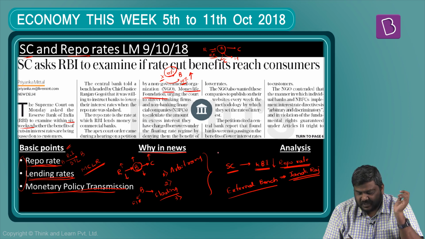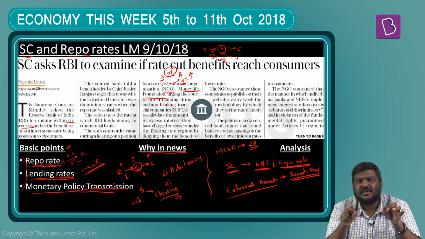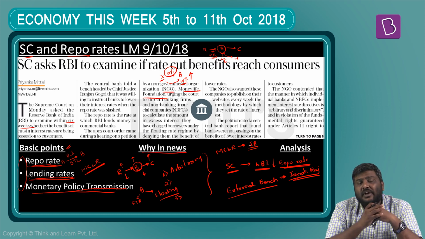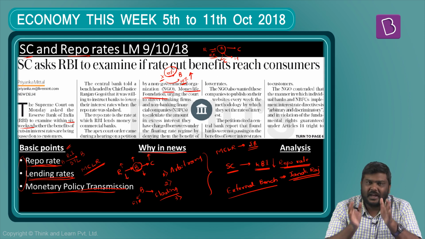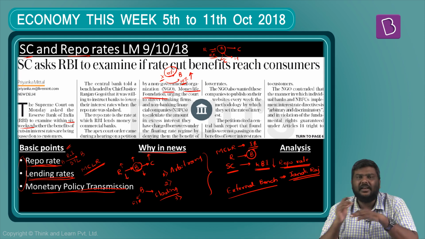The existing lending rate regime, that is MCLR, is referred to as internal benchmarking. That is, RBI says follow these particular guidelines, take into consideration these particular parameters while you decide the lending rate. Again, RBI will give direction to a bank as to how they are supposed to decide their lending rate.